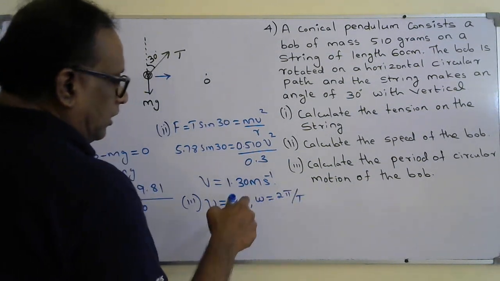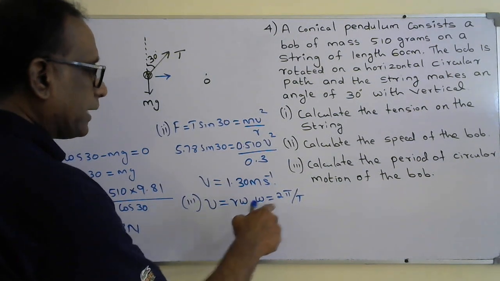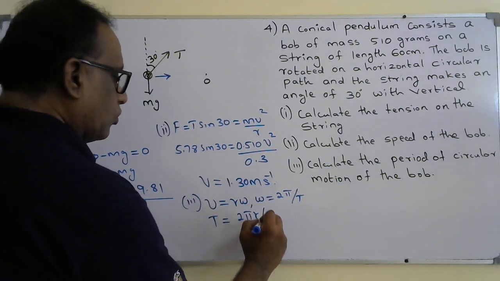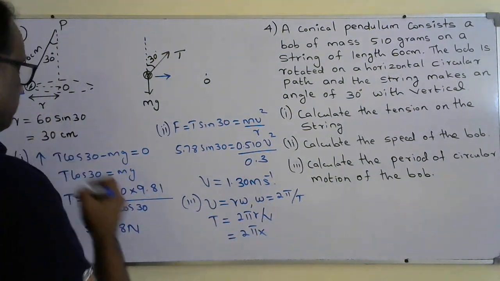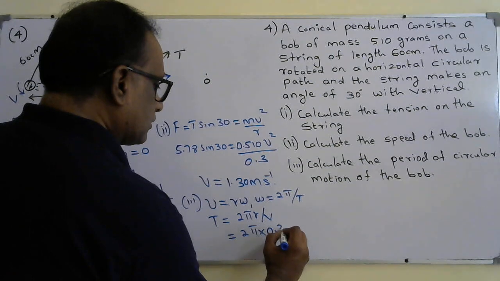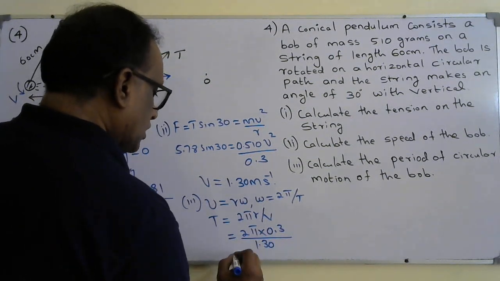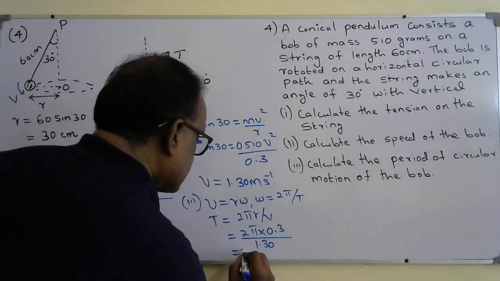If you replace omega by 2 pi over T, you will get 2 pi r over T. So T is going to be 2 pi r over v. So that is 2 pi into radius, which is 0.3, over the speed we found, 1.30. So the time period will be equal to 1.45 seconds.